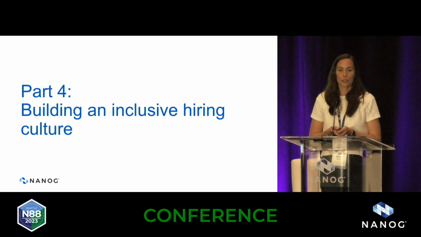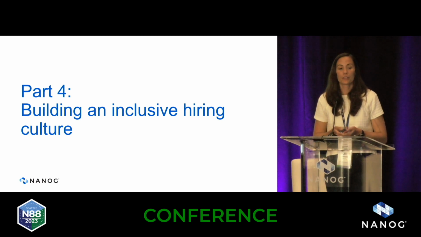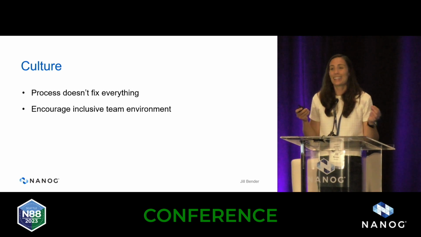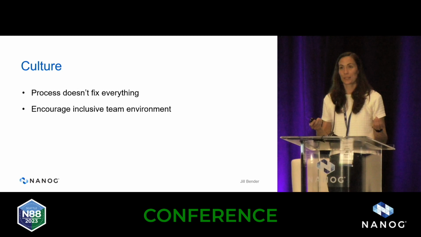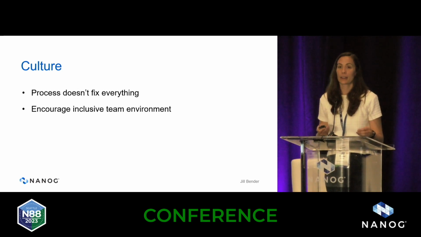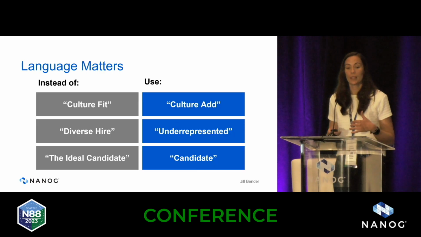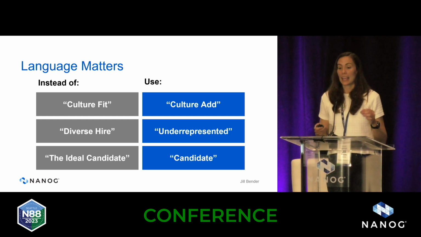So this brings us to how we get all of this to stick, by building an inclusive hiring culture. Process does not fix everything. As we learned, there was a process introduced that did shift the dynamic for hiring practices in tech. So encourage your team environment to be inclusive and hold yourselves to a certain standard. Use language that encourages you to be inclusive, and these choices really matter.